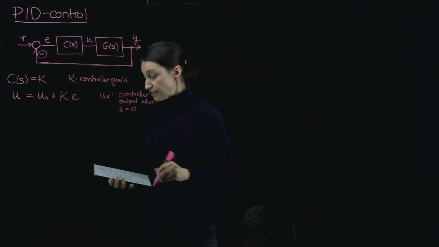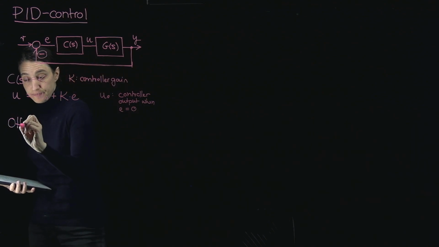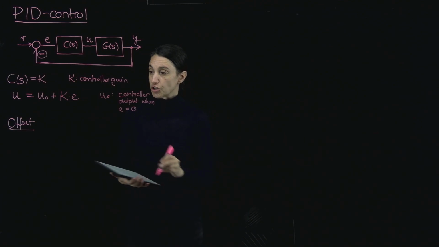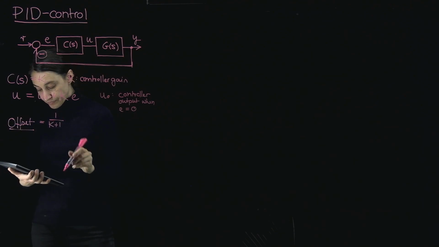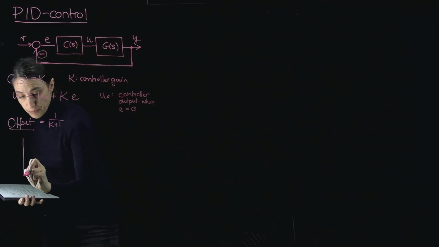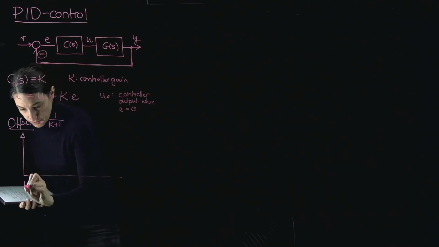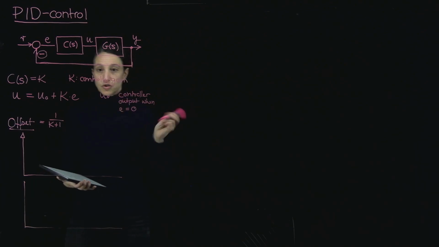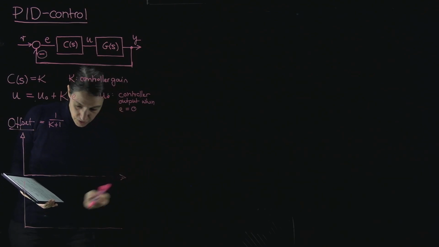Because as a result of the dynamics, we get an offset if we apply only P control, and we showed that this offset is equal to 1 over K plus 1, or 1 plus K. And if we do the proportional control alone, we get the following. I do apologize for the squeaking. I'll use another pen in a second.